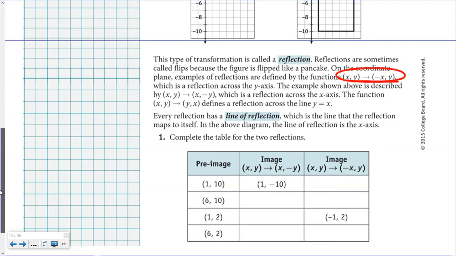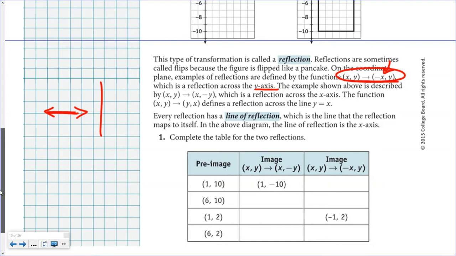(x, y) goes to (-x, y) is a reflection across the y-axis. On this one, your x value changed. Your x is your left to right values. If these values are changing, your figure is flipping across a vertical line, which is the y-axis if it's just changing the x values.